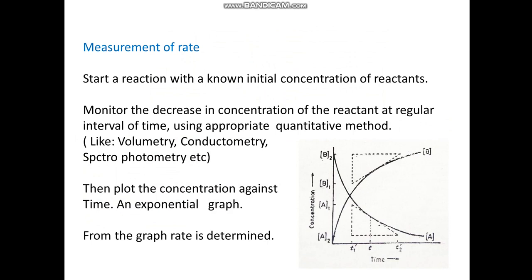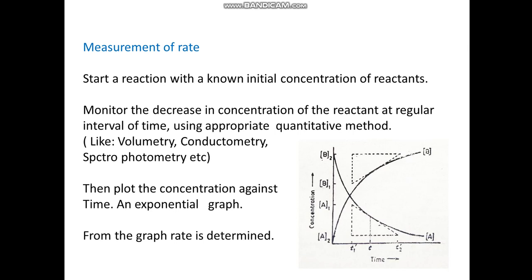We have to discuss how it can be measured. Start a reaction with a known initial concentration of the reactants. Then monitor the decrease in the concentration of the reactant or the increase in the concentration of the product at regular intervals of time, using an appropriate quantitative method like volumetry, conductometry or spectrophotometry.